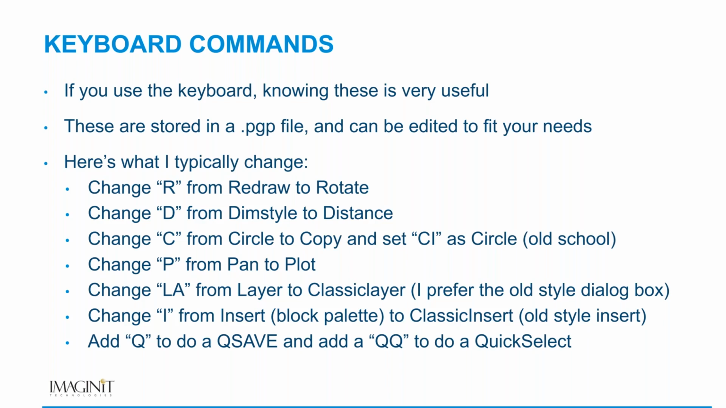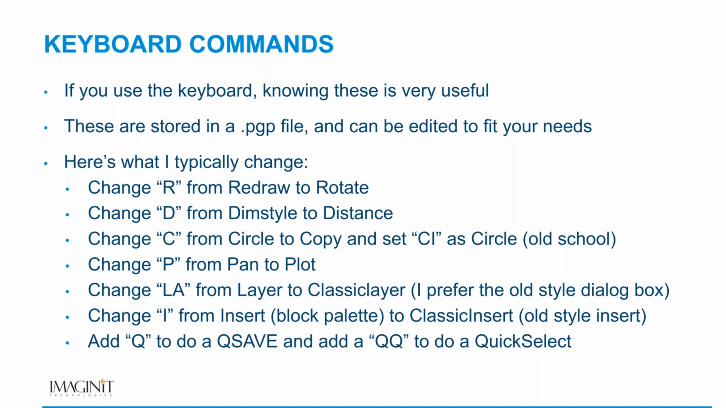So I'm old school CAD, right? This is what I typically change whenever I get into a new version of AutoCAD. I typically change R from redraw to rotate. There's no sense in having redraw anymore. But R for rotate was what it was years ago. I changed D from dim style to distance. That's what it was years ago. I changed C from circle to copy, and I set CI as circle, again, old school.